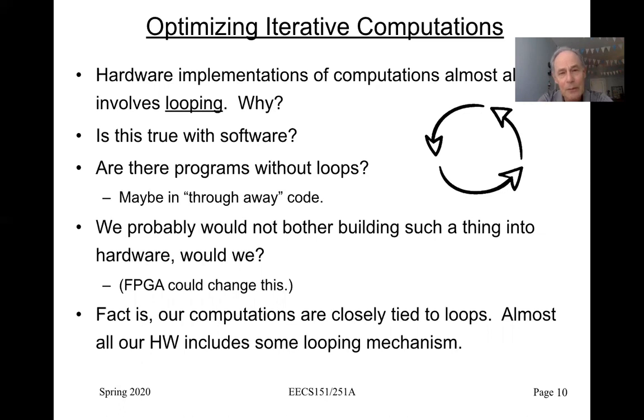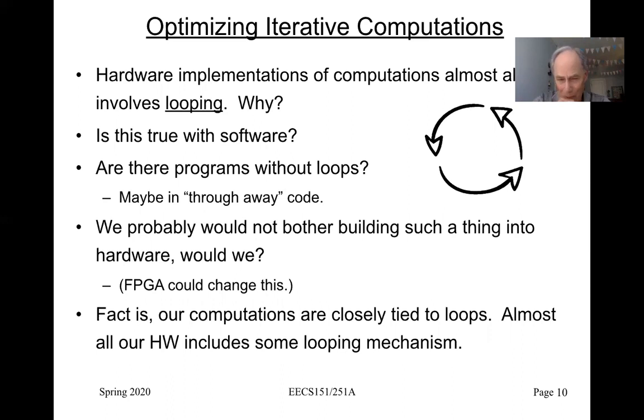So a good place to look is loops, because I claim that hardware implementations of computations almost always include looping, right? Is this true in software? It's probably true. Most of the programs we write have some loops. Maybe there's throwaway code, a little piece of Python code you write to compute something for you, and it doesn't iterate. But almost always there's iteration.